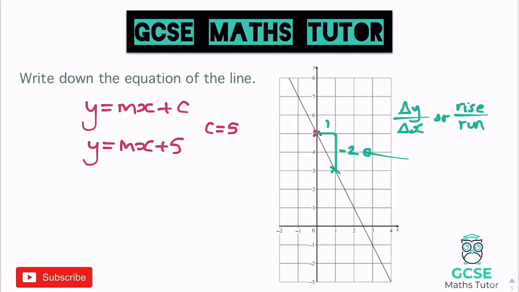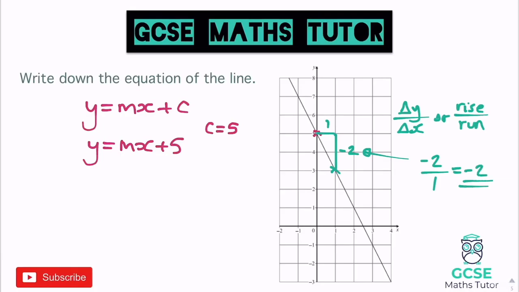Now in this case, the change in the y coordinate is this movement here going down, it's -2. So that'll be on the top of my little fraction here, -2. And the run, or the change in x, is on the bottom there, is the 1 going across. So it's -2 over 1. And -2 divided by 1 is -2. Okay, so my gradient here is -2.